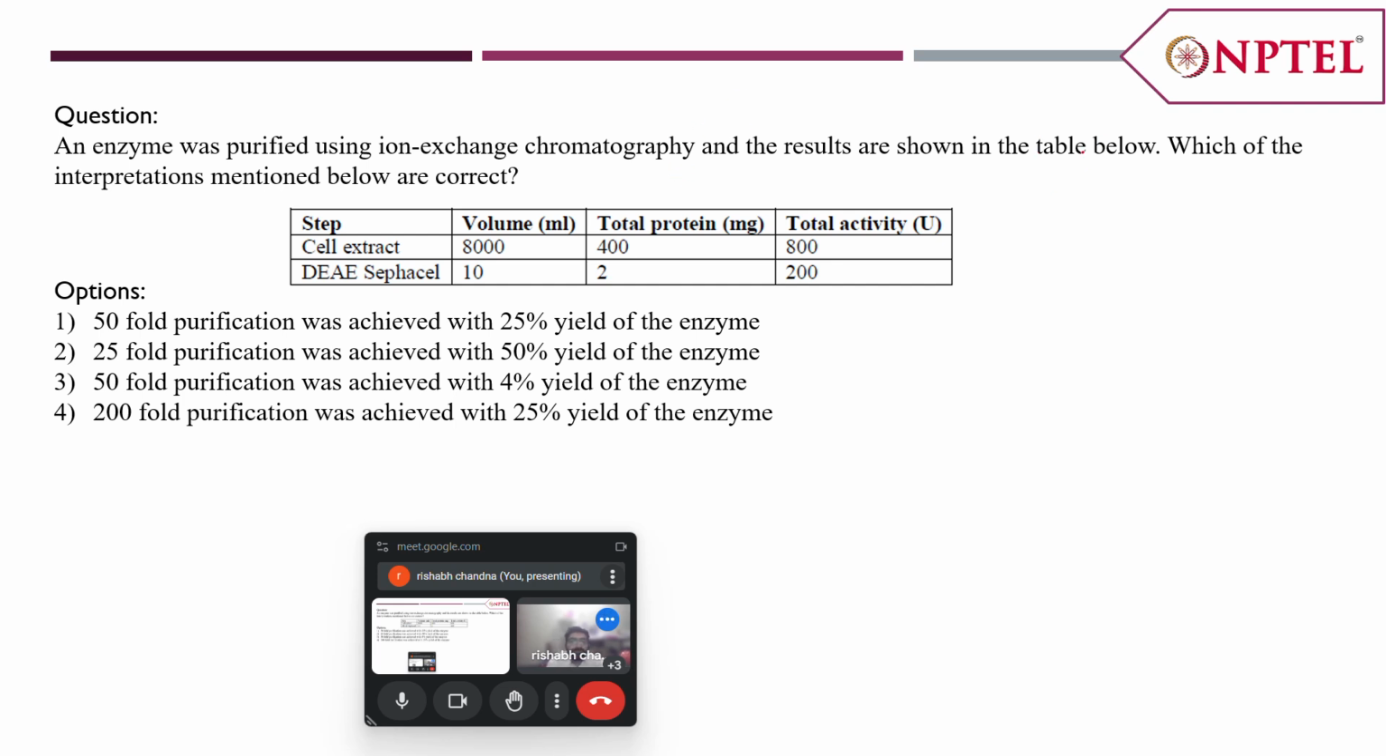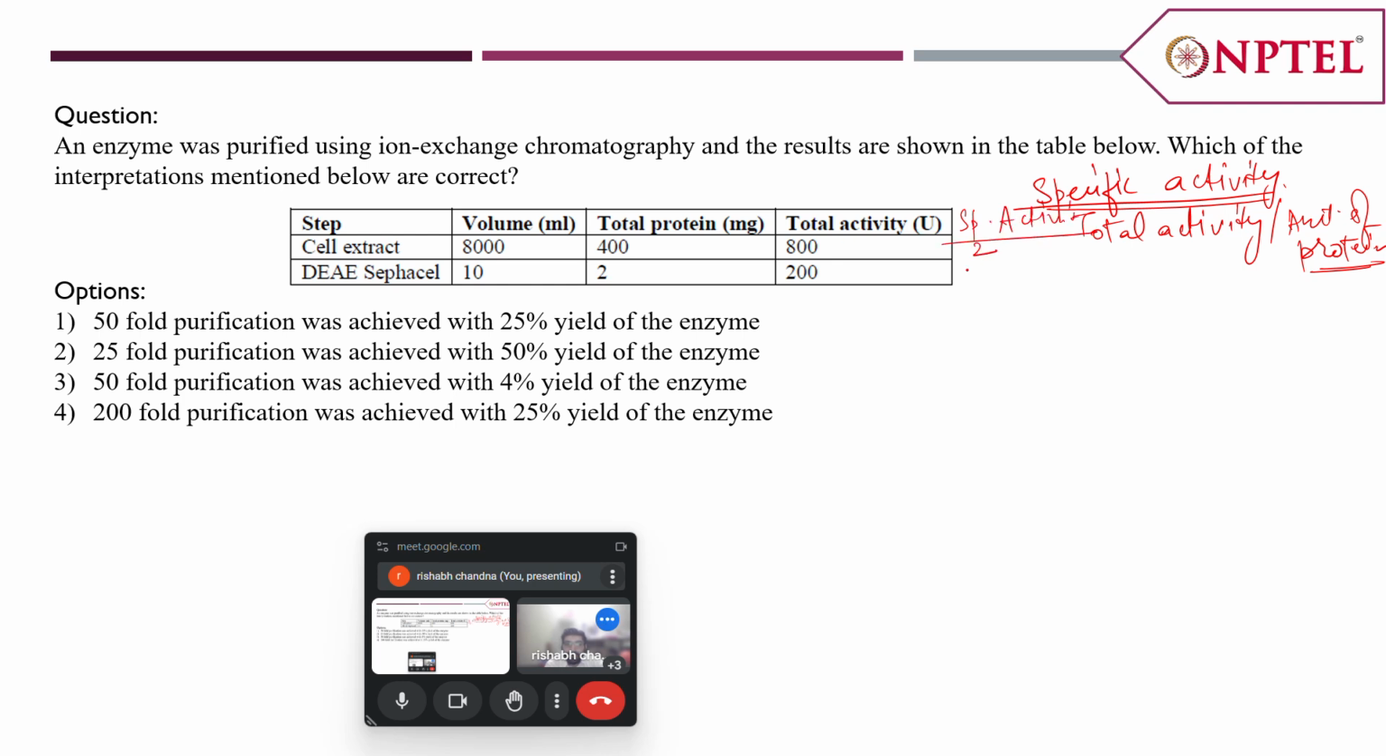Okay, for these kinds of questions, we generally calculate the specific activity. That is the major distinguishing feature of the enzymes. It is calculated as the total activity divided by the amount of protein. In the first step, the specific activity will be 2, and in the second step, it will be 100.